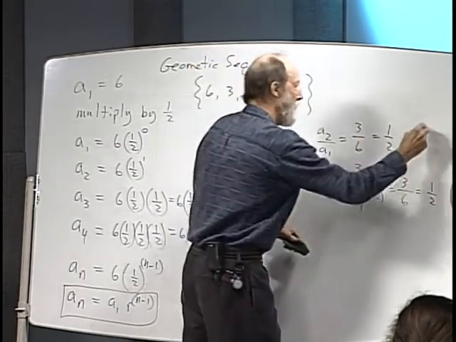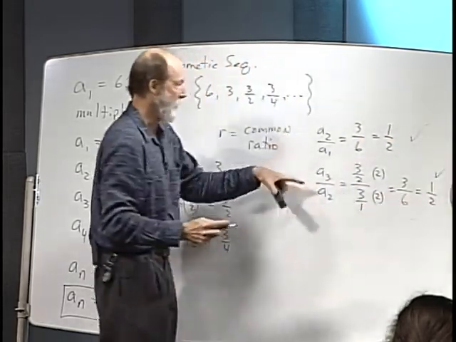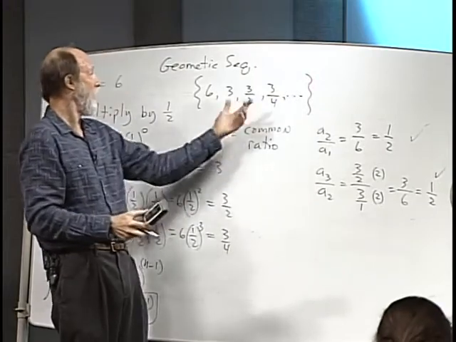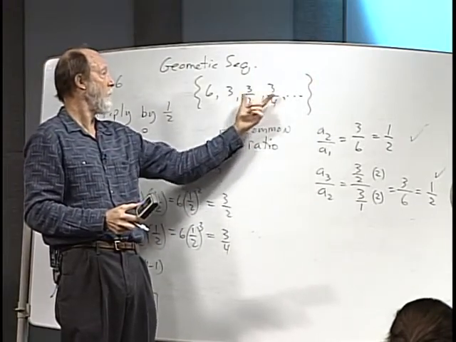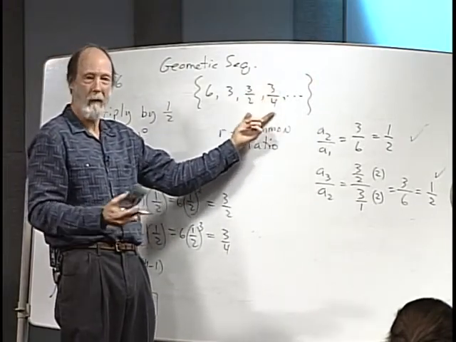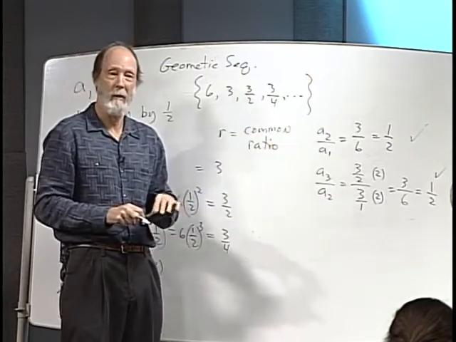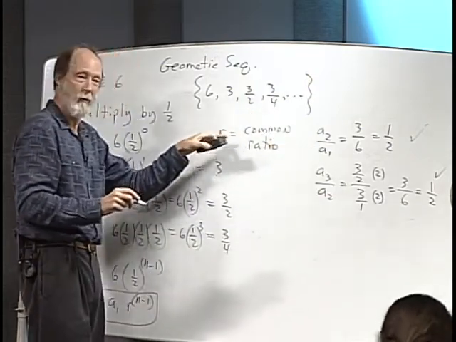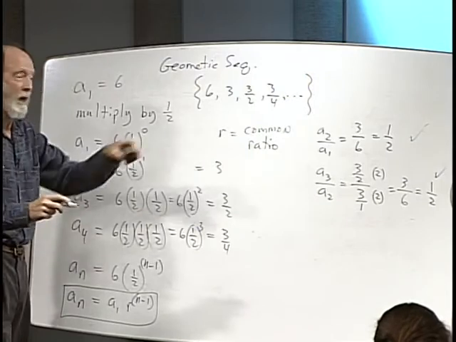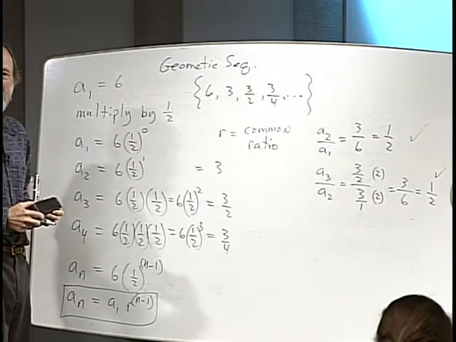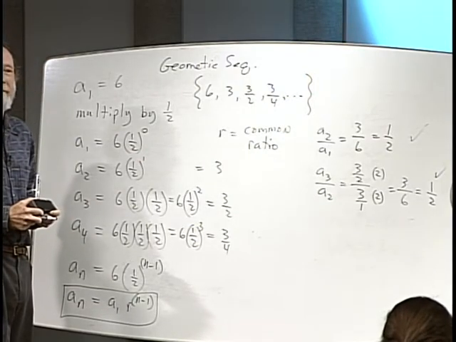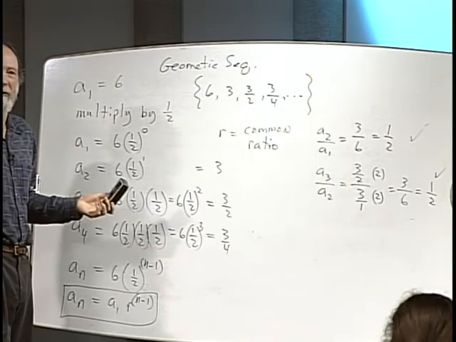Oh, we have a common ratio existing. And we could go on and check the next pair, 3/4 divided by 3 halves. That would clean up to be a half also. So we have a common ratio in this problem, which happens to be a half. Any questions? Not too bad so far, is it?